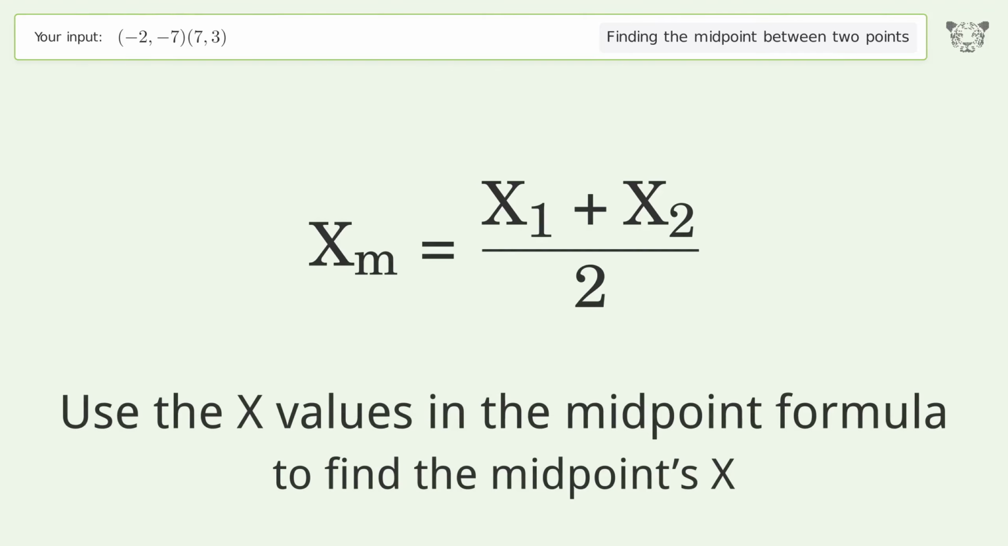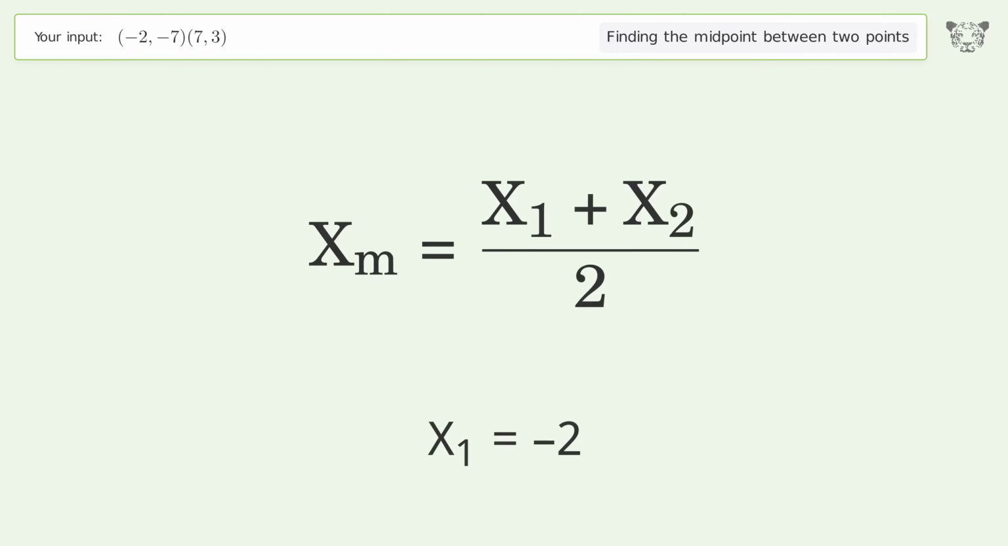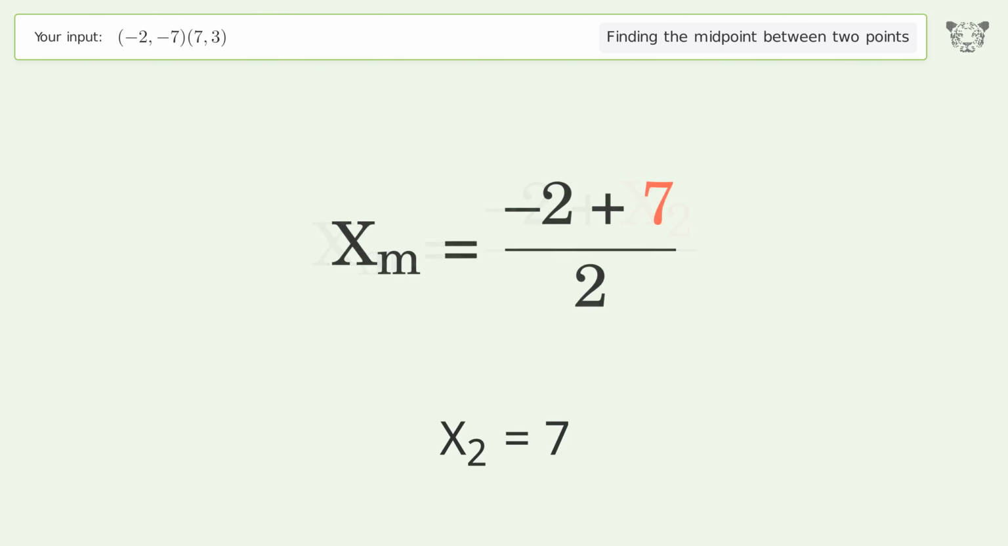Use the x values in the midpoint formula to find the midpoint's x. x1 equals -2. x2 equals 7. Simplify the arithmetic.